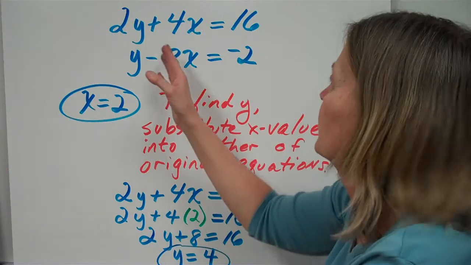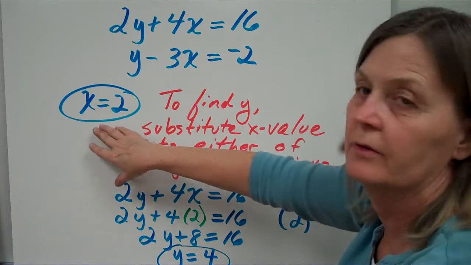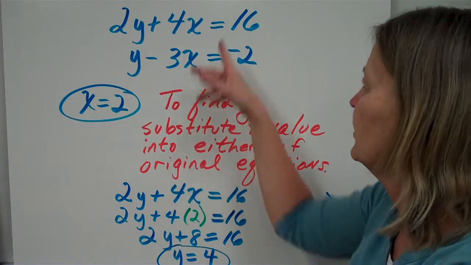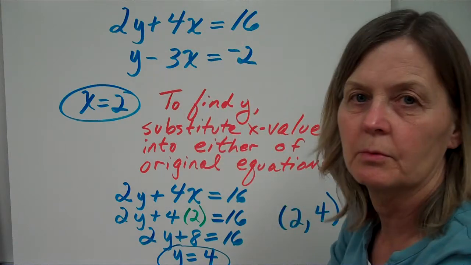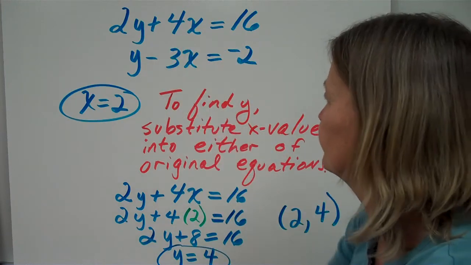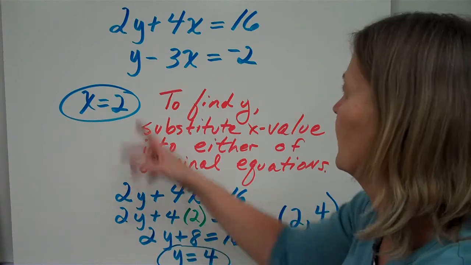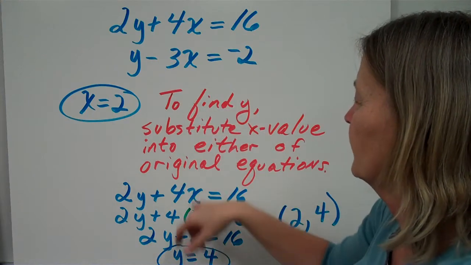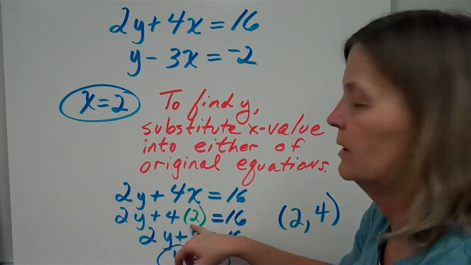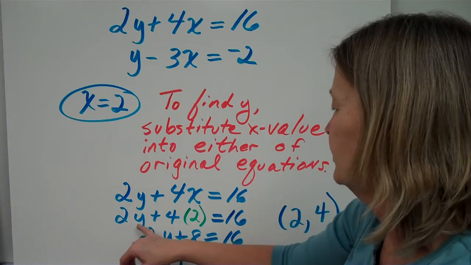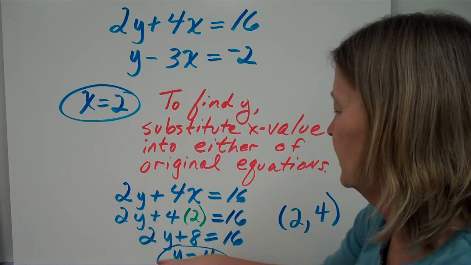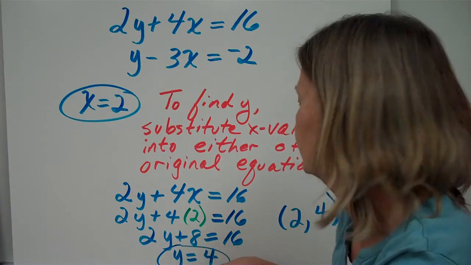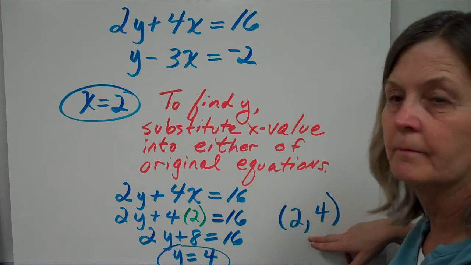So here I wanted to complete that problem. Here's the original equations. We found x equals 2. So to find y, we need to substitute that x value into either of these. Doesn't matter which one. I chose the first equation. So if x equals 2, I'm going to take that first equation, 2y plus 4x equals 16, and where the x is, I'm going to substitute in the 2. So now we have 2y plus 8 equals 16, and again, using our algebra skills, we're going to find y is 4. So the solution then is the ordered pair of 2, 4.